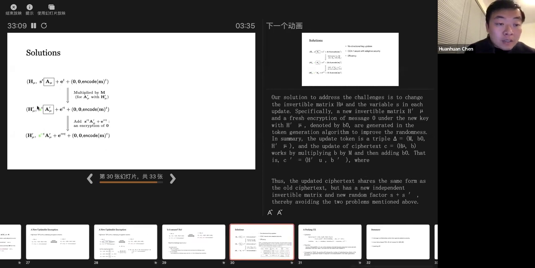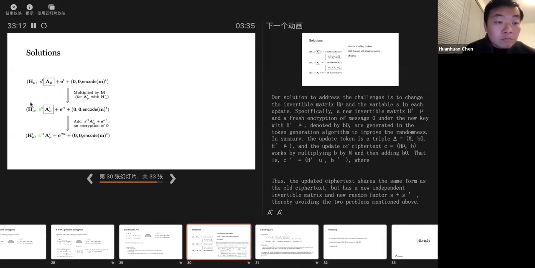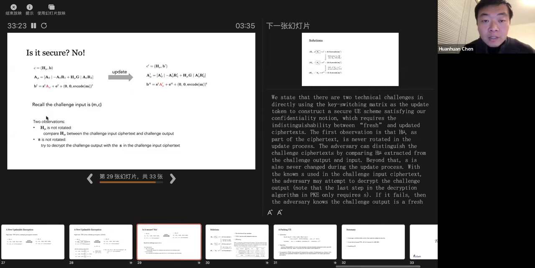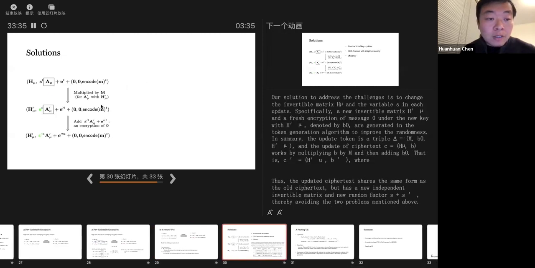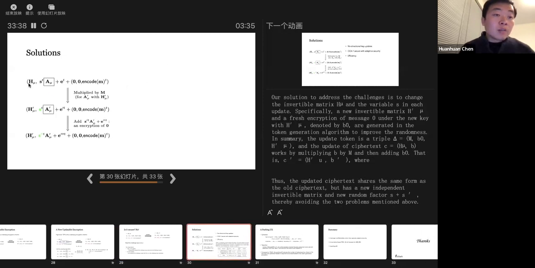We first generate a new random H mu prime to increase the randomness of the A mu prime, and generate our new matrix A mu prime. Instead of A mu prime in this form, here we use the H mu prime to compute A mu prime. In this way, we increase the randomness of A mu, and also of S prime, and we add an encryption of 0 to the ciphertext.